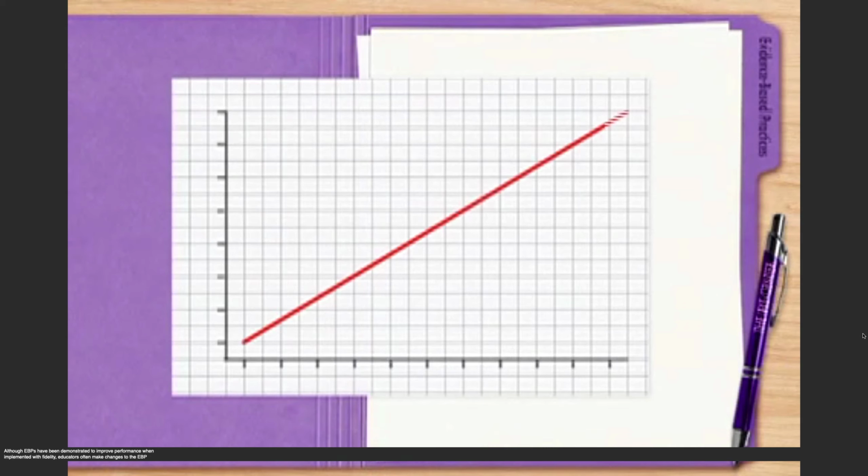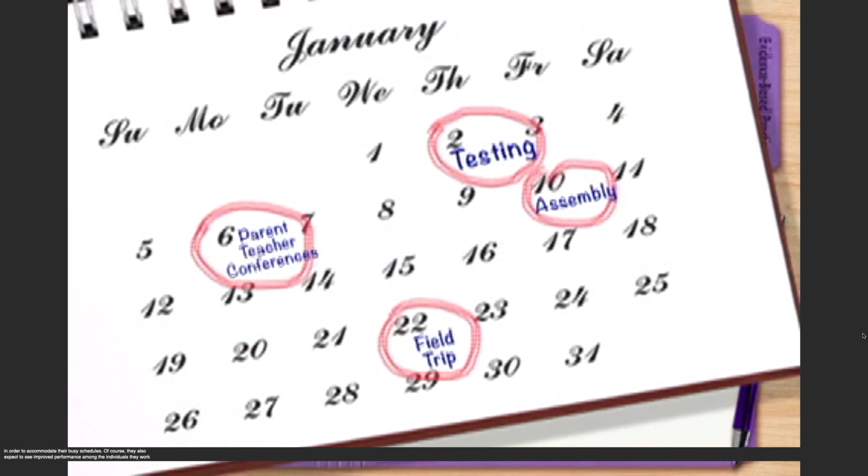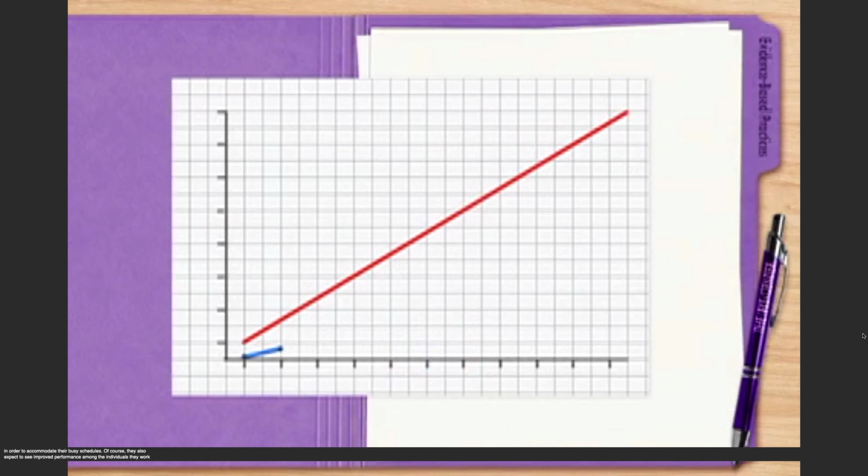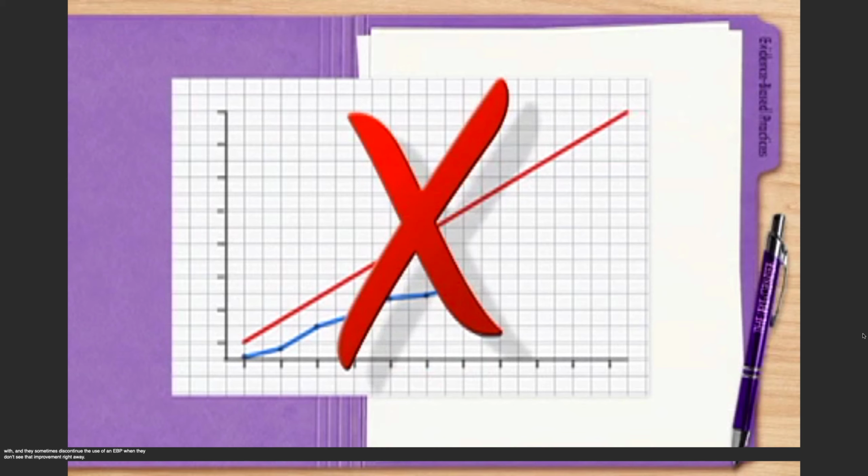Although EBPs have been demonstrated to improve performance when implemented with fidelity, educators often make changes to the EBP in order to accommodate their busy schedules. Of course, they also expect to see improved performance among the individuals they work with, and they sometimes discontinue the use of an EBP when they don't see that improvement right away.